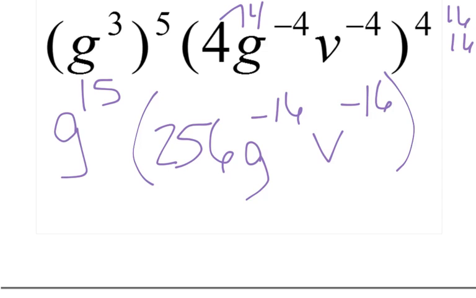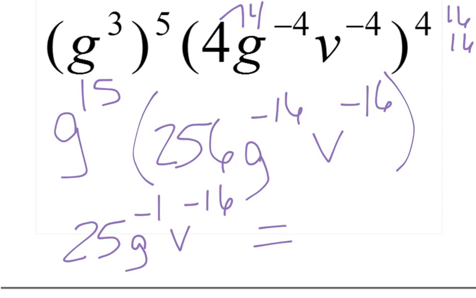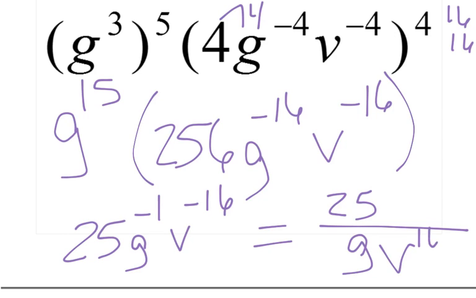You're now multiplying these, so it becomes 25. G to the 15 plus negative 16 is negative 1. V to the negative 16. The only thing that is a problem is the exponent that is negative. 25 is a positive number. It doesn't have an exponent. It is all good, so it stays in the top. G cannot be to the negative 1, so it goes to the bottom. V cannot be to the negative 16, so it goes to the bottom. This is your answer.